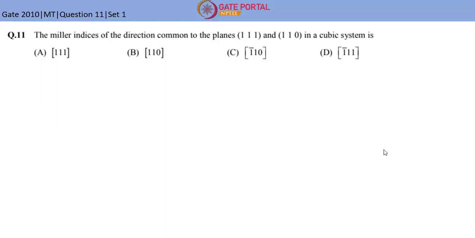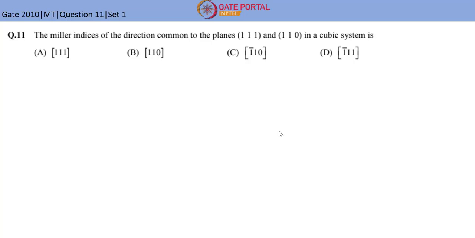This is GATE Metallurgical Engineering 2010 question paper, question number 11. The Miller indices of the direction common to planes 111 and 110 in cubic system is: option A is 111 plane, option B is 110 direction, option C is 1 bar 10 direction, and option D is 1 bar 11 direction.